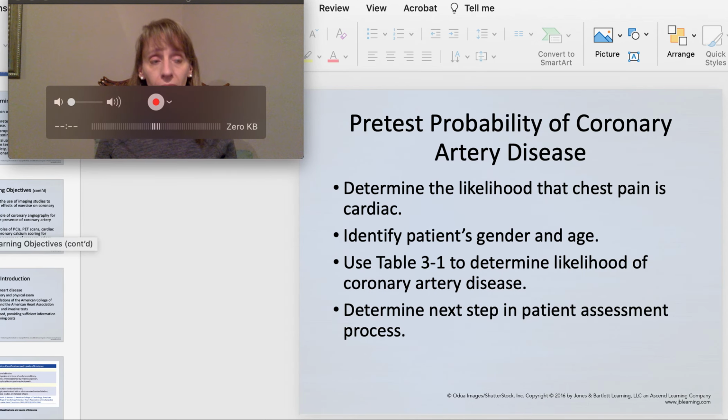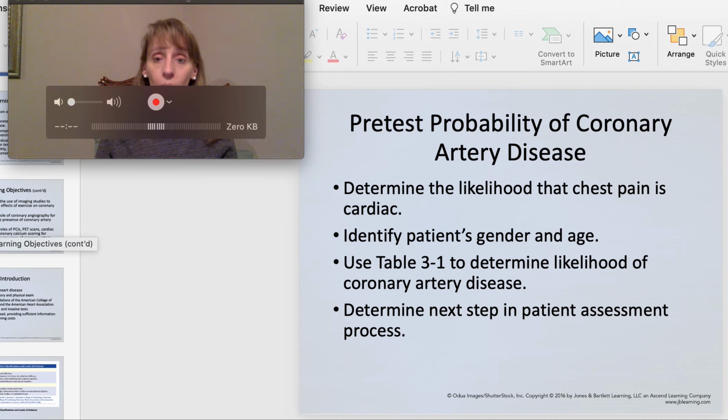So when you look at the pretest probability of coronary artery disease, or looking at pretest probability for basic heart disease, oftentimes when you talk about angina, right, likelihood that chest pain is mimicking cardiac pain, we want to take a look at some other factors. So I identify the patient's gender, male, female, look at their age, and then we're going to take a look at the table.